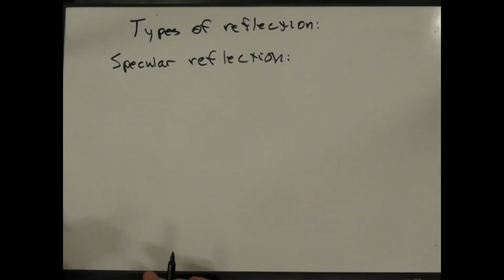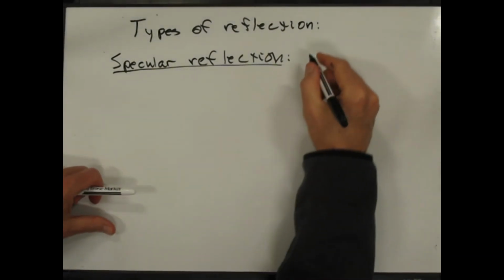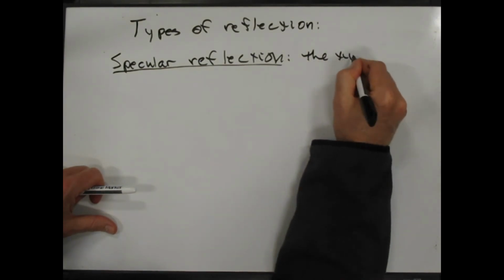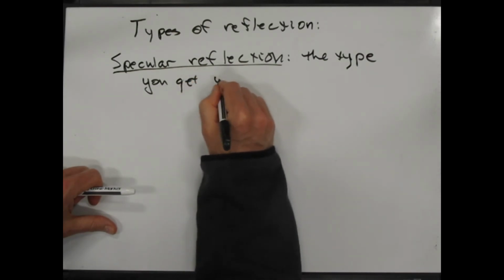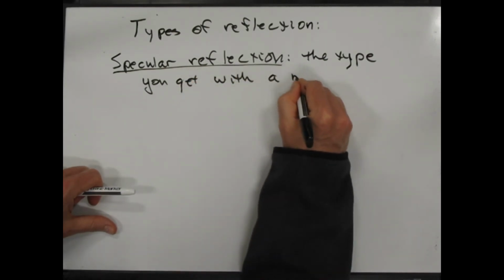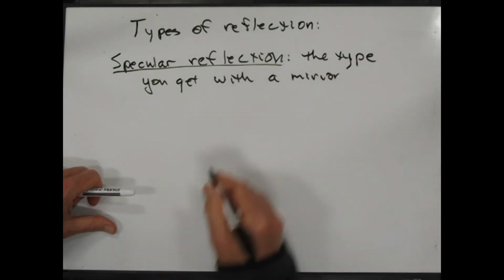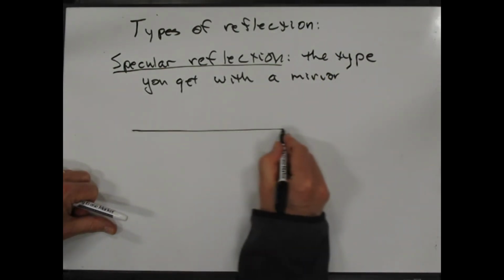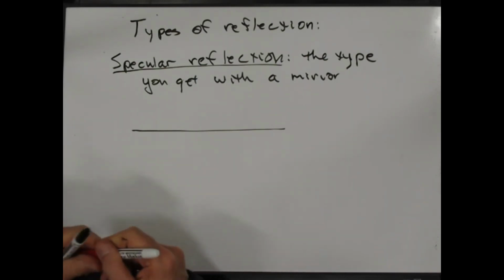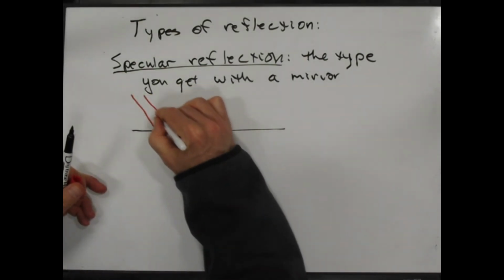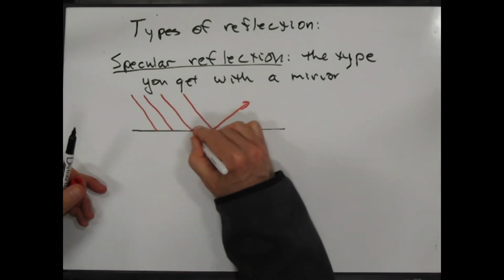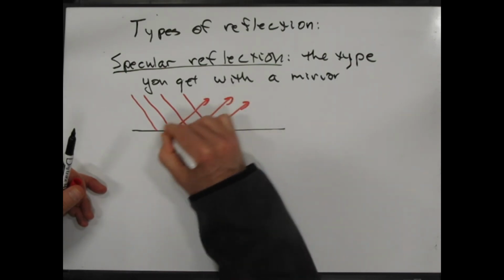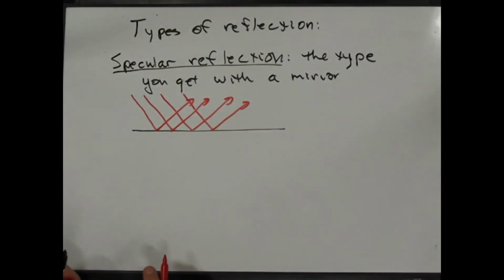So there are a few types of reflection. The first one is specular reflection. It's the type of reflection you get with a mirror. So if I had a whole bunch of rays coming in parallel like this, they would all get reflected parallel like that, right? That's specular reflection, sort of a shininess to it.